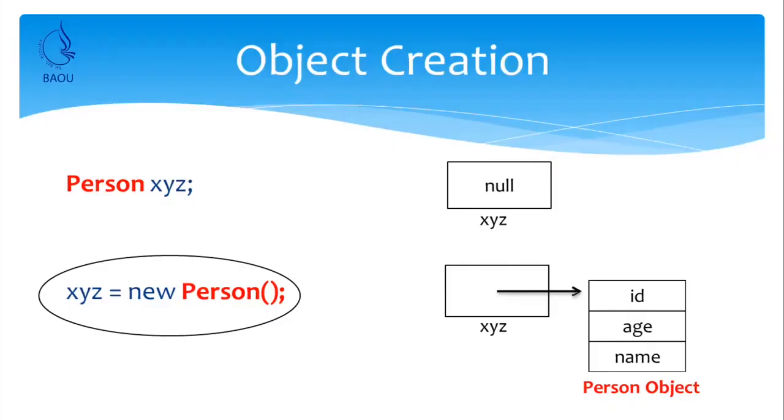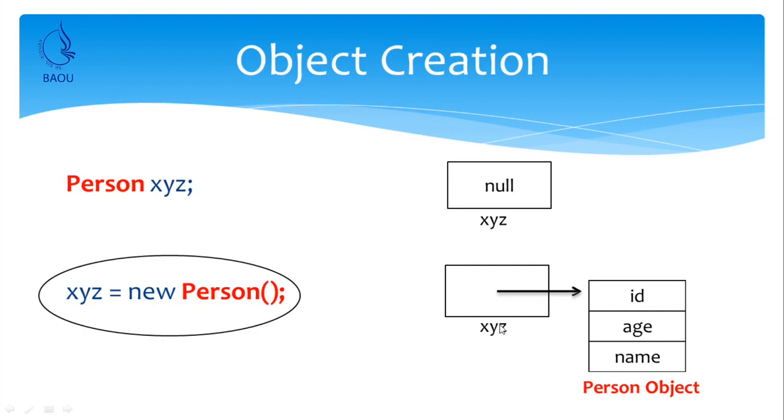Once object is created, how memory is allocated is represented on screen. So, here when you write down person XYZ, XYZ has no reference. So, it is assigned to null, but when you write down XYZ is equal to new Person, which is shown in oval, a memory is allocated for XYZ and same value is assigned to XYZ.